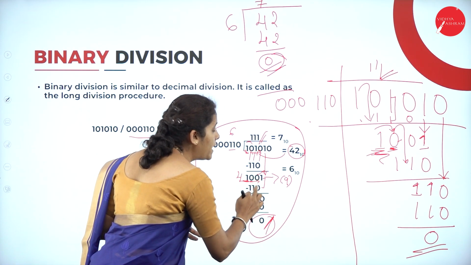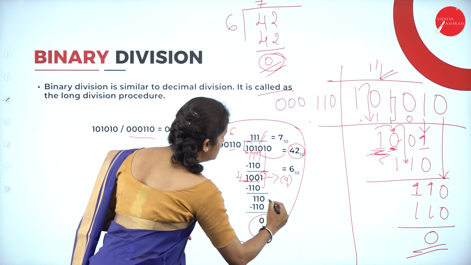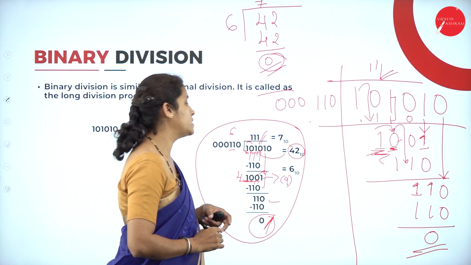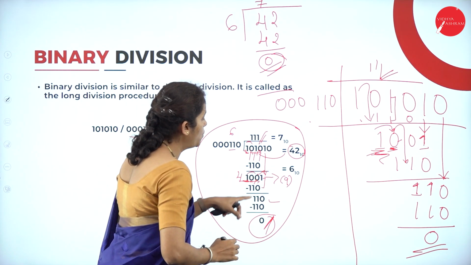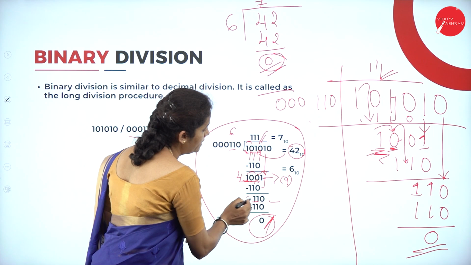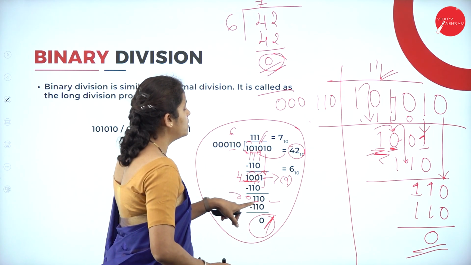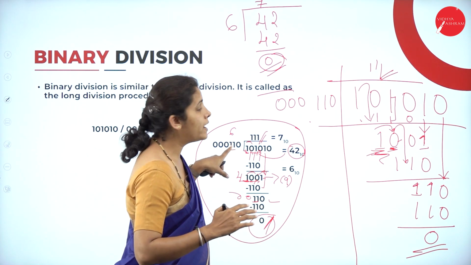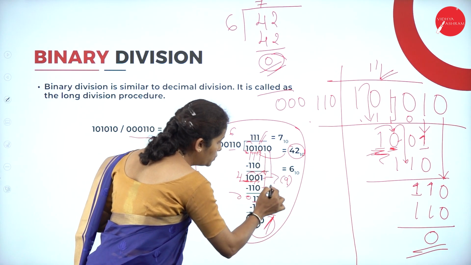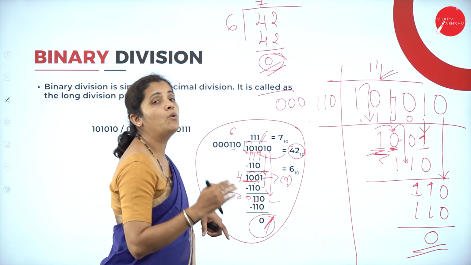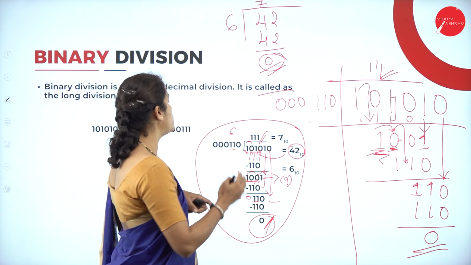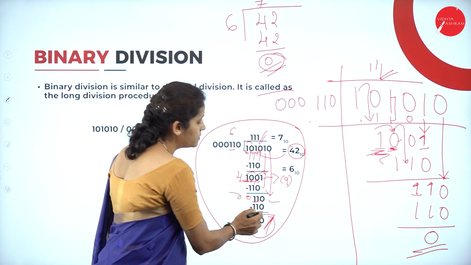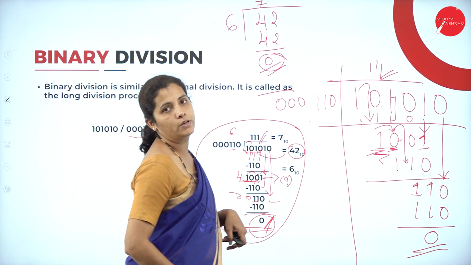1 minus 0, I'm going to get 0. 0 minus 1, it's not possible to subtract, so I'm going to borrow 1. I have 1, so the remaining is 0 and 0. Now I have 1, but it's not possible to divide further. So I'm going to take this 0 here. Now I have 110. In 110 ones, I have 110. After subtracting, I'm going to get 0.